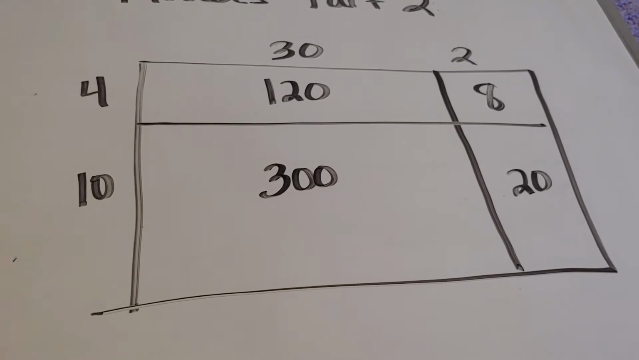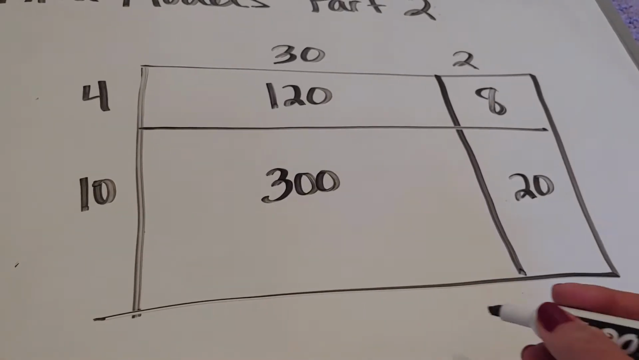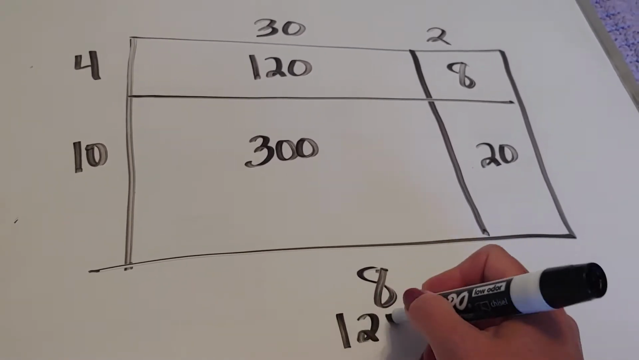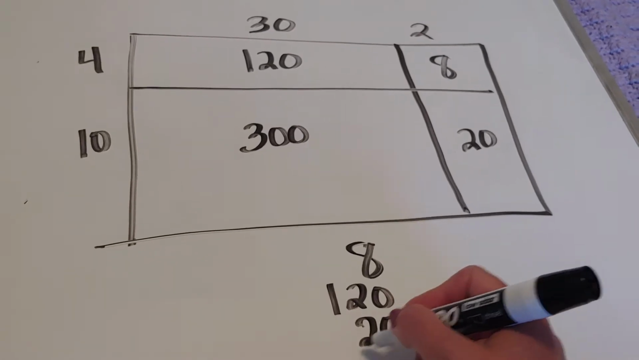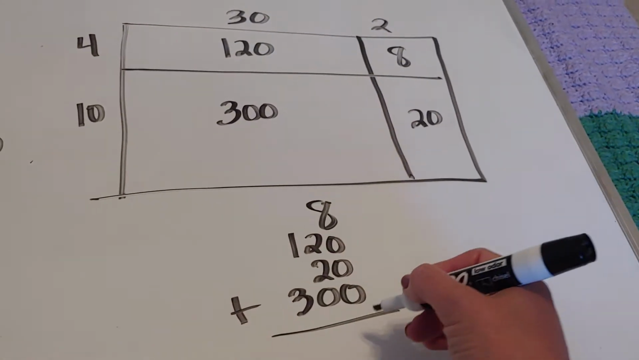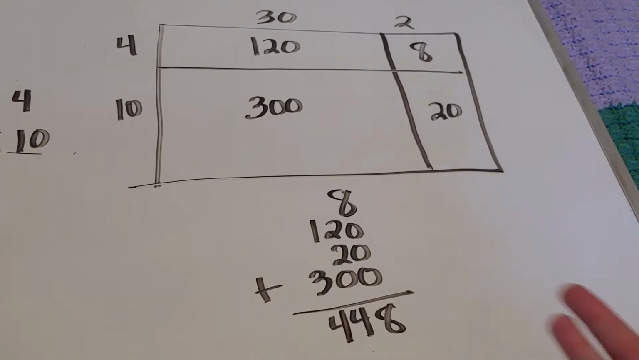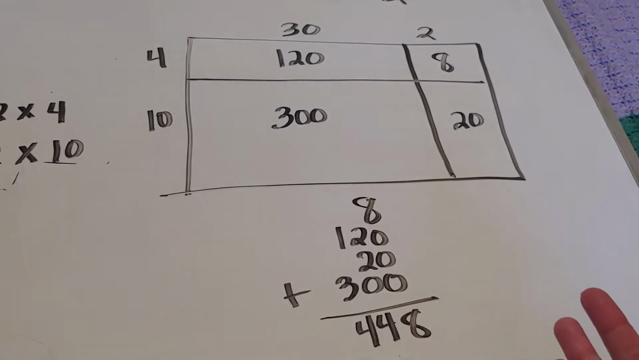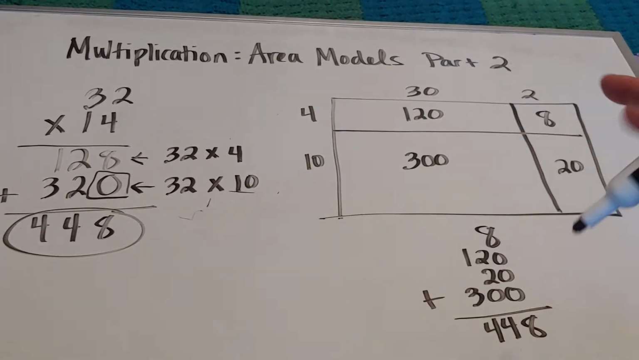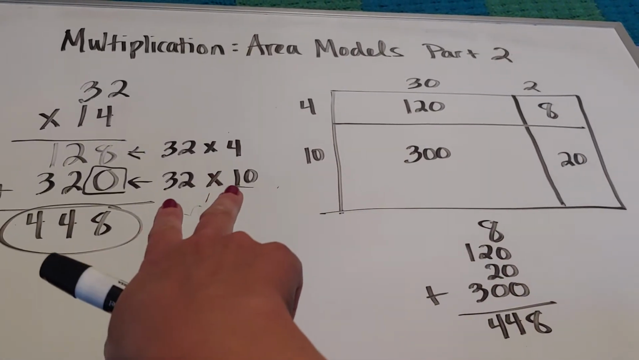Now what will happen when I go to stack this, and you'll see this in kids' notes, is they'll go 8 plus 120, and then 20 plus 300. Then they'll add down, and they'll get our 448. And again, as parents, this looks crazy. But let's try to figure out how we're going to move towards the standard algorithm.